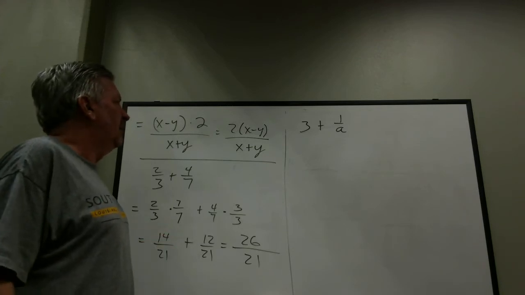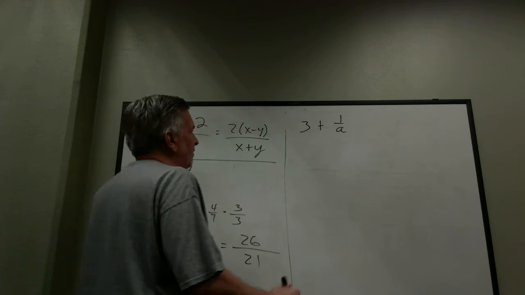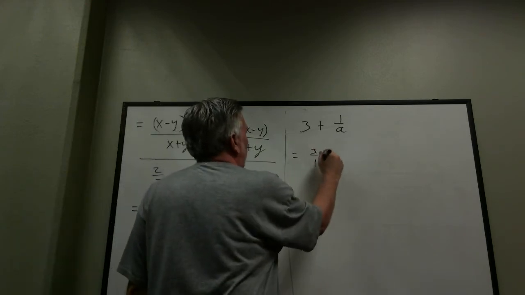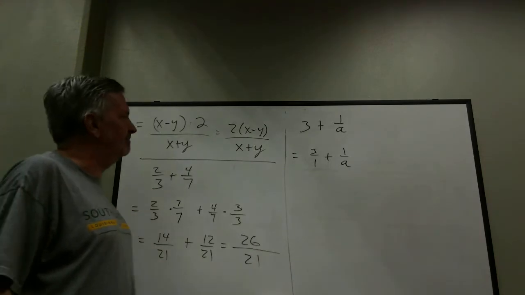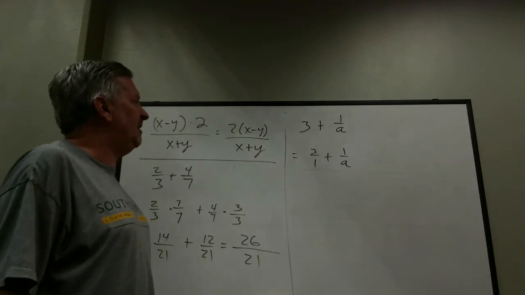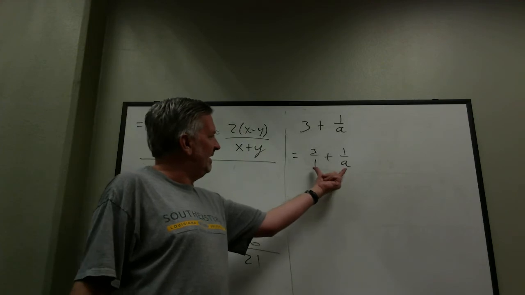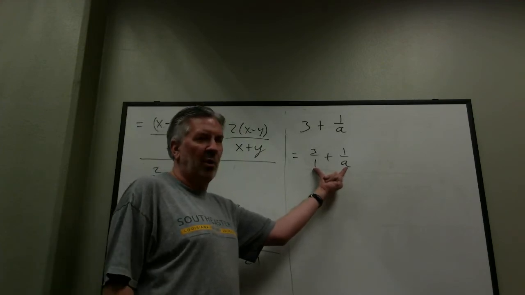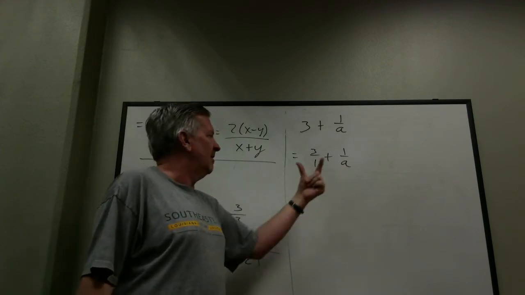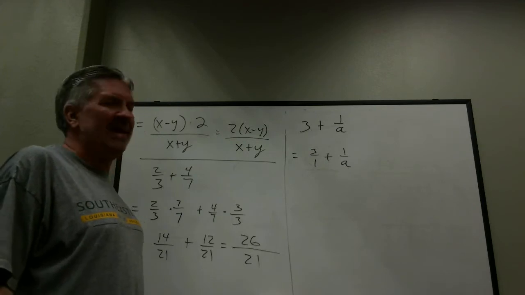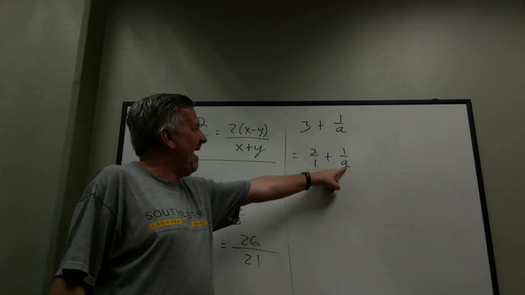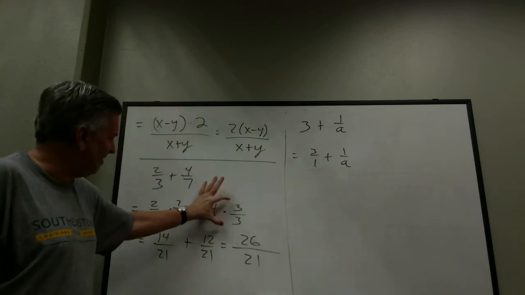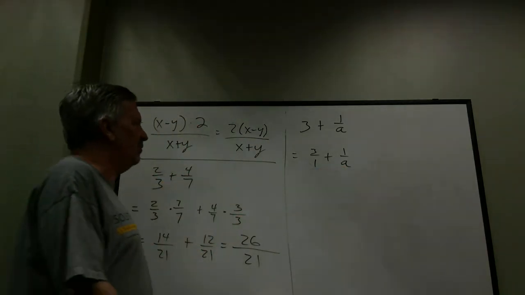Okay, so what you want to do is think of this 3 as 3 over 1. Think of it as a fraction. So now I have two fractions just like I had here. To add fractions, I need a common denominator. What's the least common denominator, or least common multiple, of 1 and a? Well, the smallest number they both go into would be a. So I need a denominator of a. Well, this one already has an a, so I don't have to do any adjusting like I did over here. Leave the 1 over a alone.